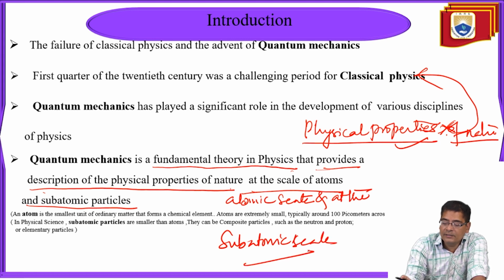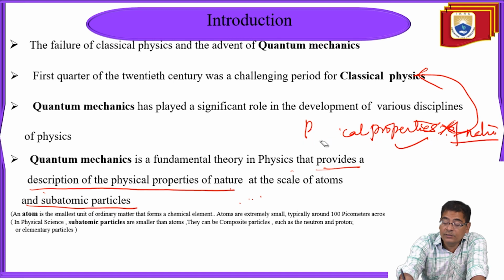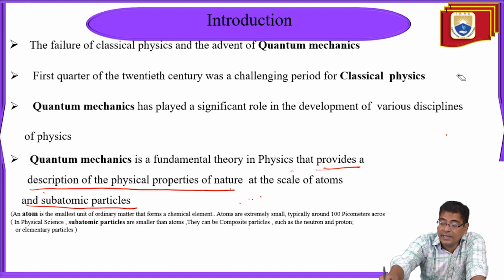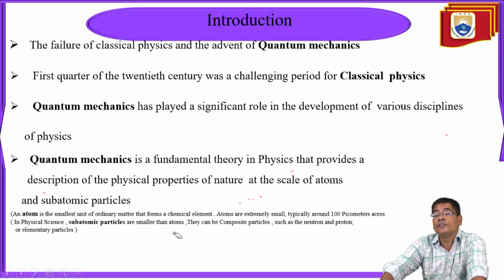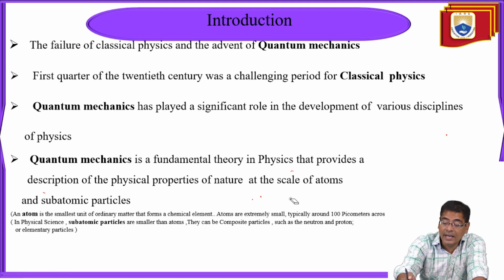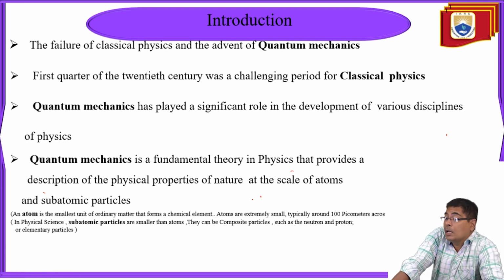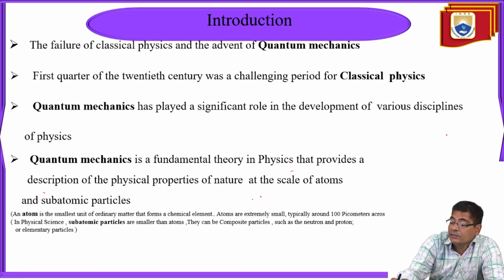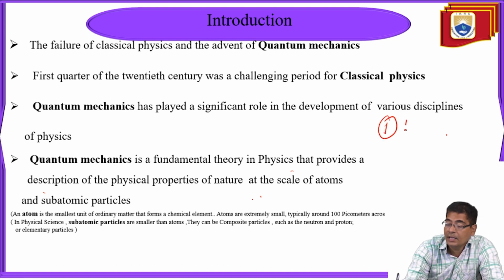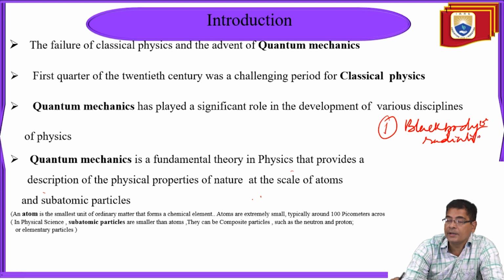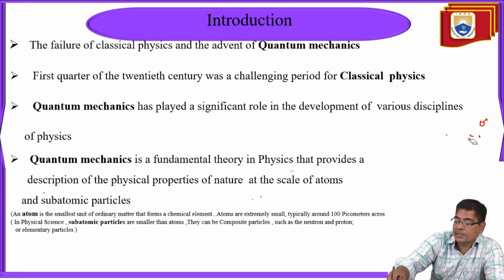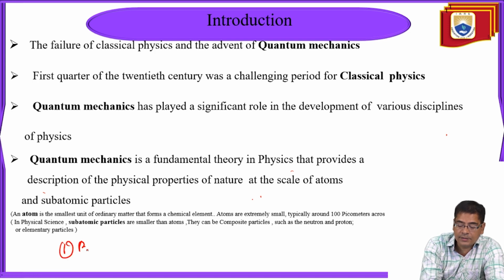Right? So that means classical physics was unsuccessful in explaining certain features that are related to physical properties of nature at the scale of atoms and subatomic particles. That means classical physics was unable to explain certain phenomena. Those phenomena where classical physics was unsuccessful: classical physics was unsuccessful in explaining black body radiation, which is a physical property of nature. Not only this black body radiation, right?